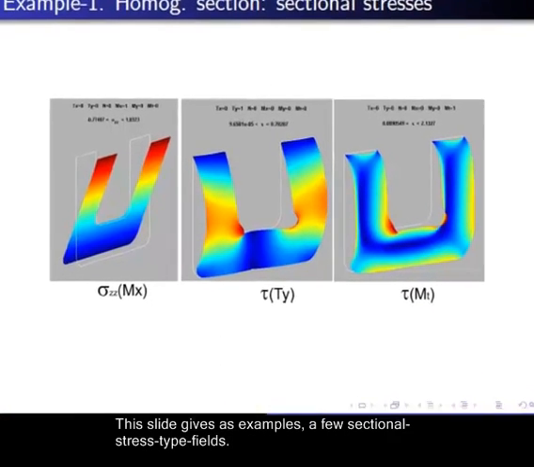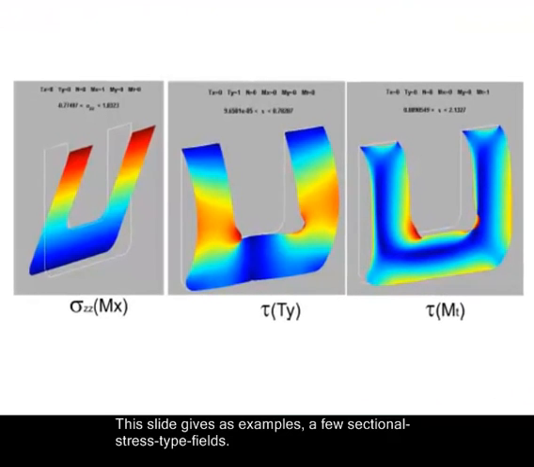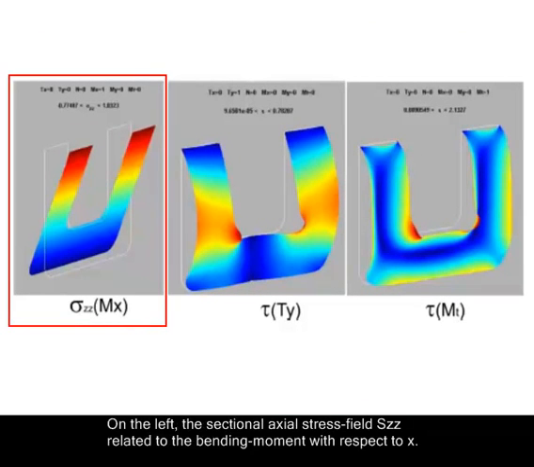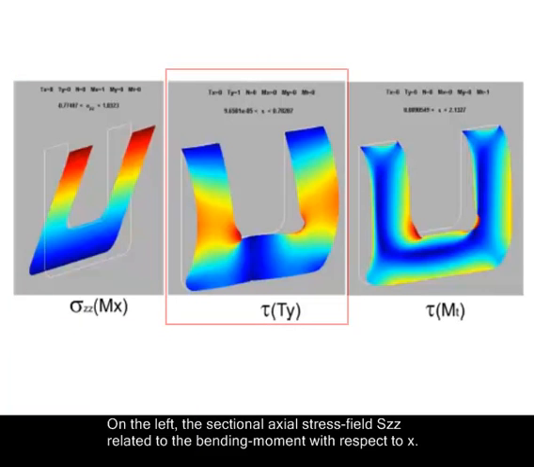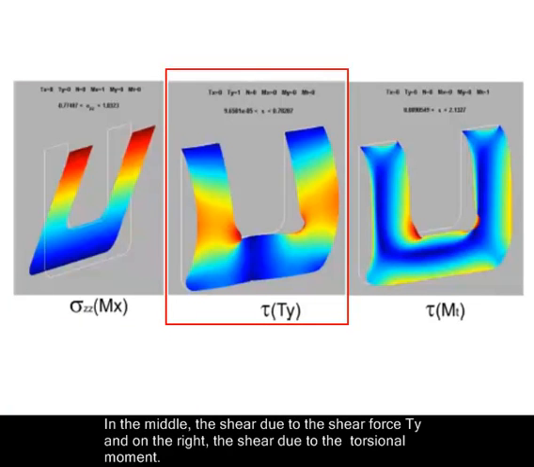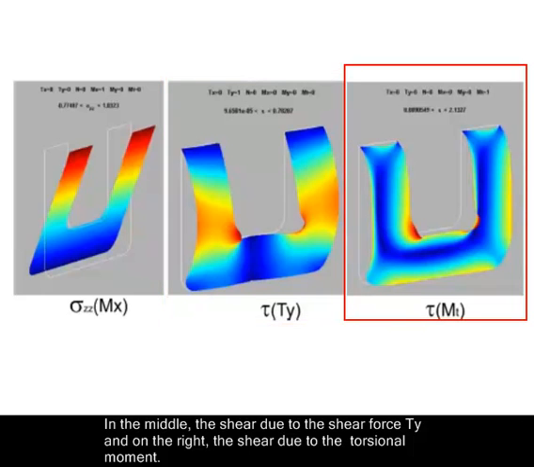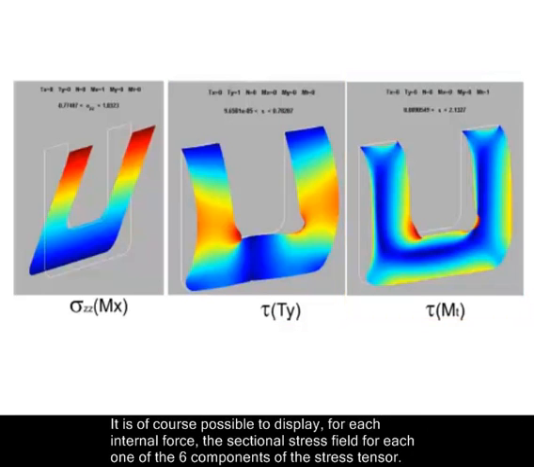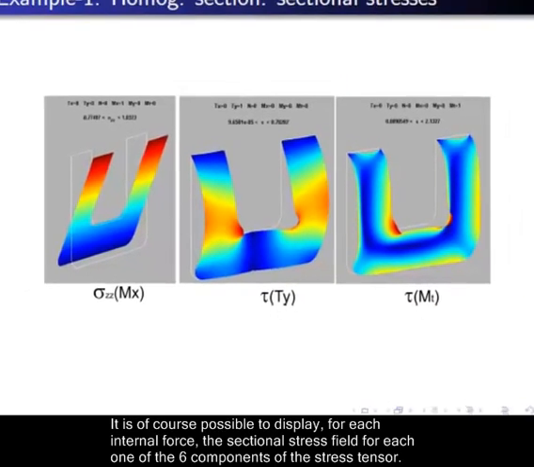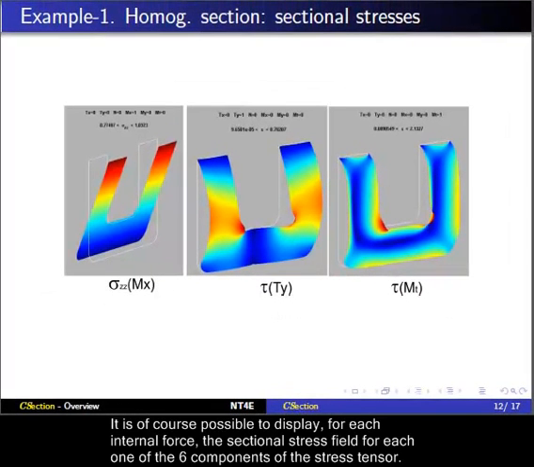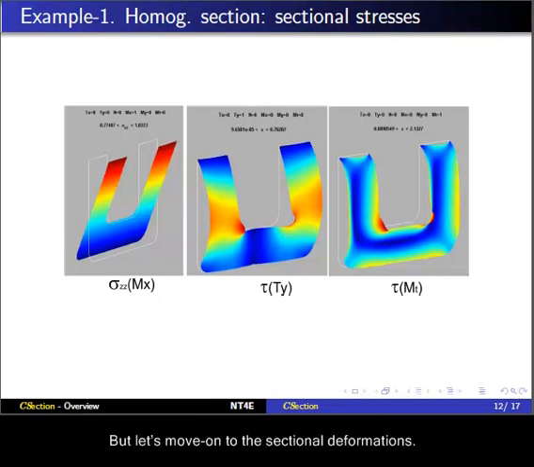This slide gives as examples a few sectional stress type fields. On the left, the sectional axial stress field sigma zz related to the bending moment with respect to x. In the middle, the shear due to the shear force Ty, and on the right, the shear due to the torsional moment. It is of course possible to display for each internal force the sectional stress field for each one of the 6 components of the stress tensor. But let's move on to the sectional deformations.